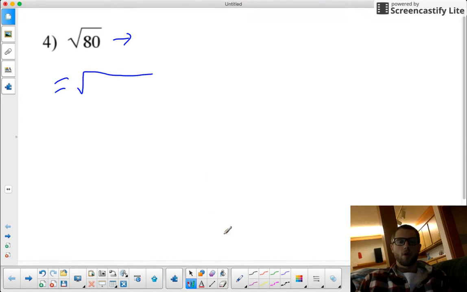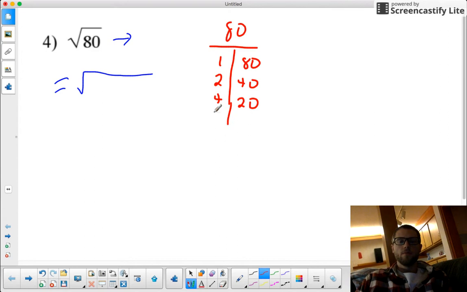So let's take a look over on the side here. I'm going to write my factors of 80. Make a little factor pair tree. I've got 1 times 80. I've got 2 times 40. 4 times 20. 5 times 16. Let's see, I don't think 6 works. 7, no, 8, and 10. And that does it.